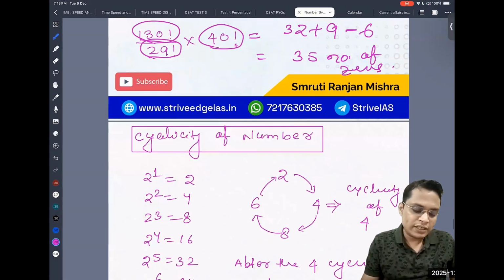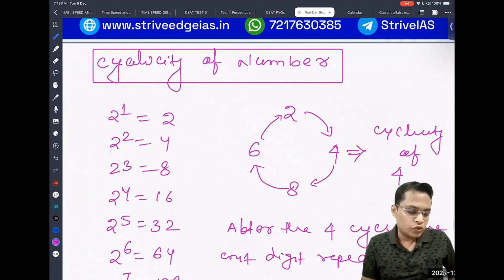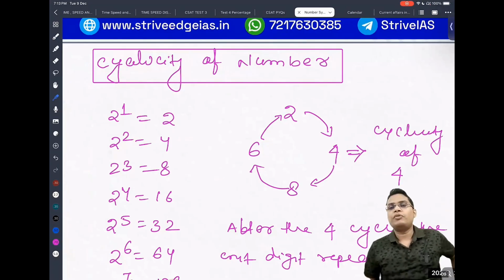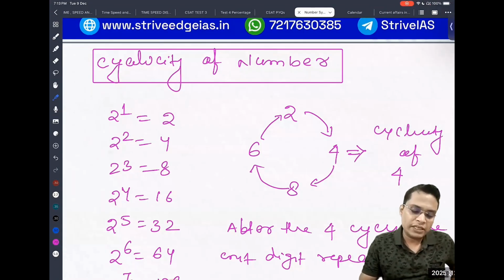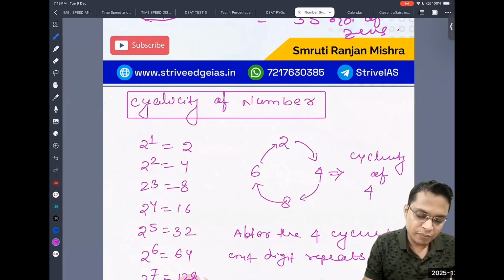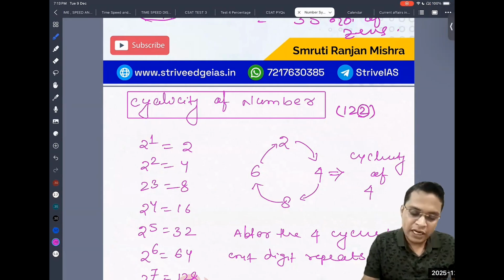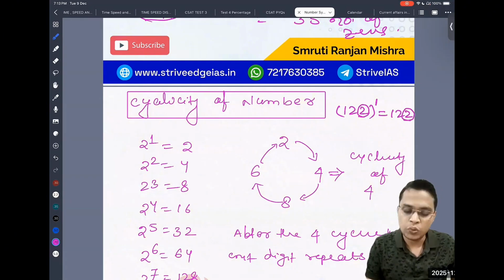Okay, so let's see the cyclicity of a number. What do you mean by cyclicity? If you check any number, let's say 122, the unit digit is 2. If you take 122, the unit digit will always be 2. If you take 122 squared, at the end what will happen? 122 into 122, 2 into 2 is 4.